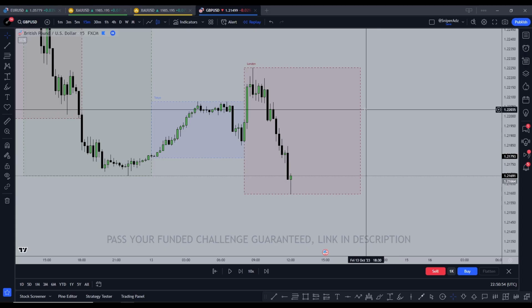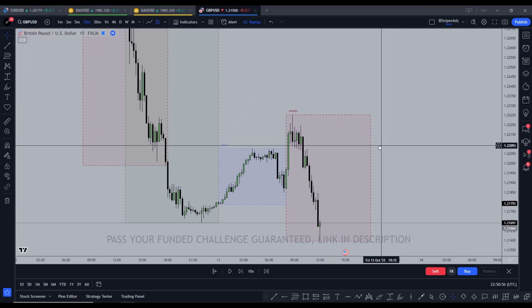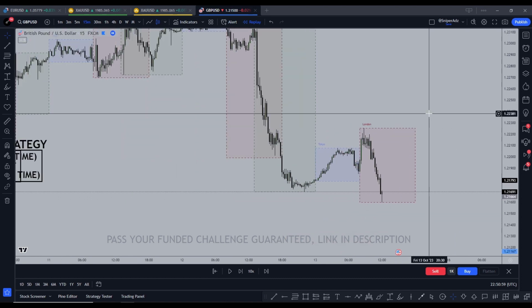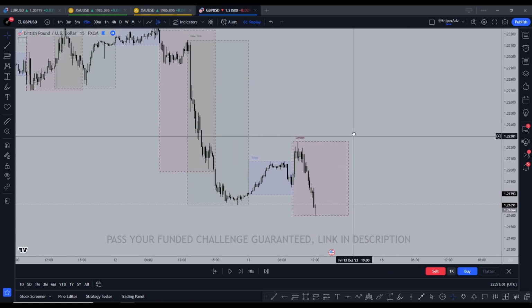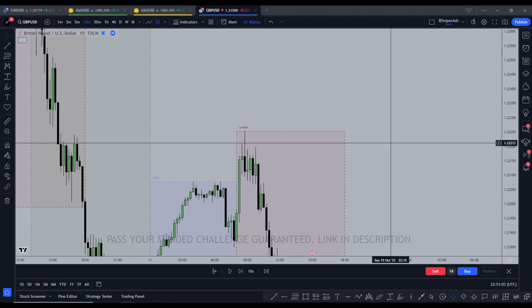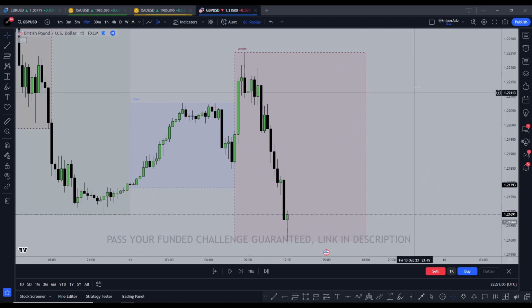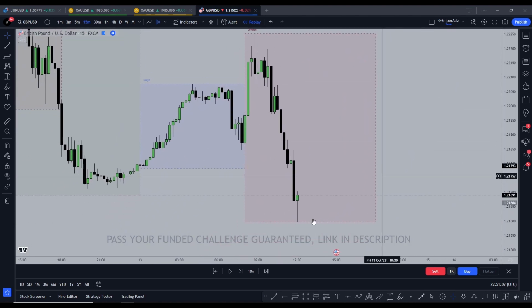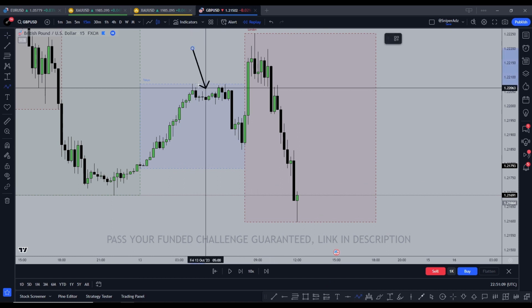So jumping into our first example, you can see here the trend is primarily bearish. I don't really need the 1 hour to tell me that. You can already see it yourself, and you can see the 3 stages pretty much already playing out. So what we have here on the left is the Asian session building up the liquidity.